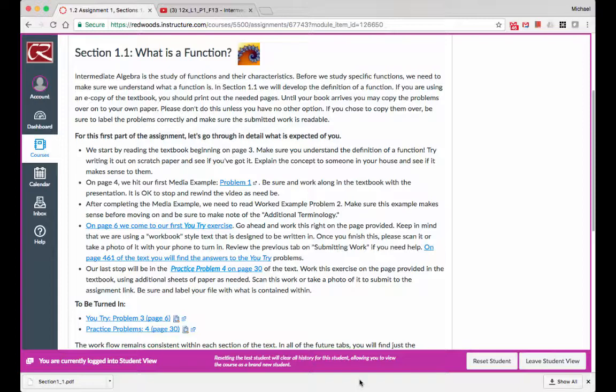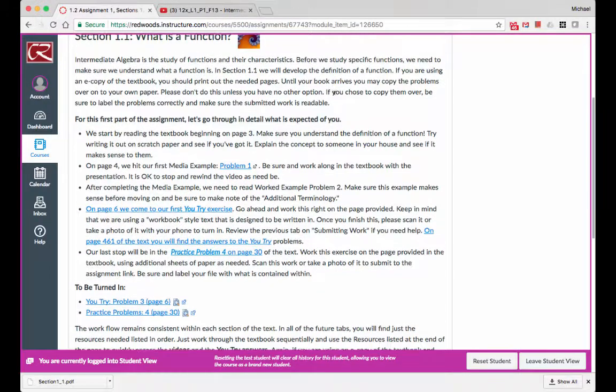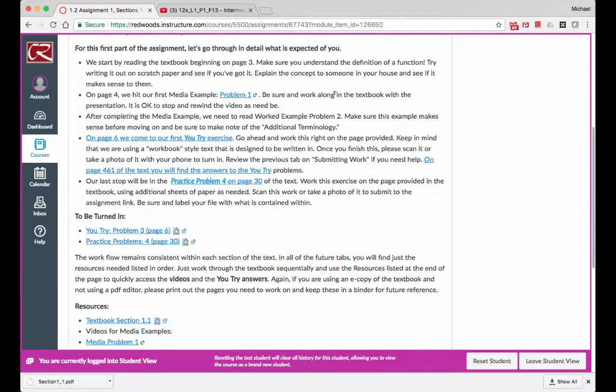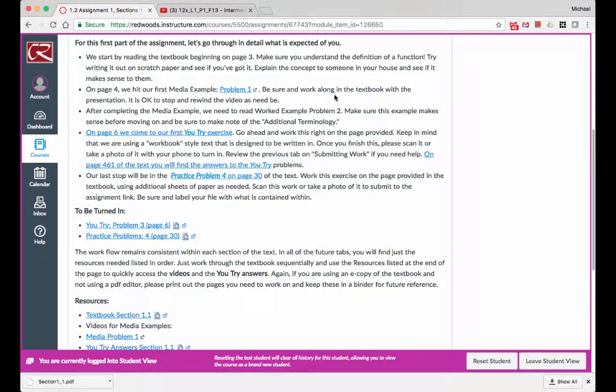So we'll use section 1.1 as sort of grist for the mill here, the section "What is a Function." I'll let you read the little bit of blurb up there at the beginning of it, and let's scroll down to the important part for this video, which is how to get through an assignment in detail and what is expected of you. So if you start reading the textbook beginning on page 3, you're going to come across the definition of a function.